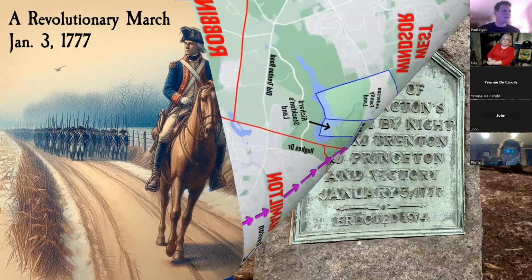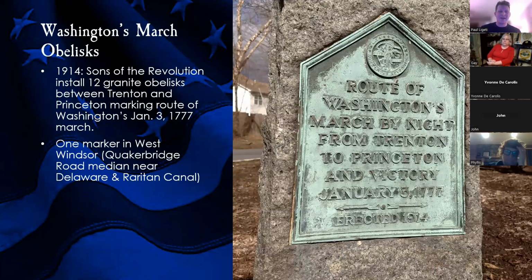In 1914, a hereditary society called the Sons of the Revolution installed 12 granite obelisks between Trenton and Princeton, marking the route of that revolutionary march that passed through West Windsor. One of the obelisks does stand partly in West Windsor in the Quaker Bridge Road median near Nassau Park Pavilion. It's between the entrance to Nassau Park Pavilion off of Quaker Bridge Road and the Delaware and Raritan Canal. 110 years after their installation, these obelisks remain memorials to this transformative juncture in American history.